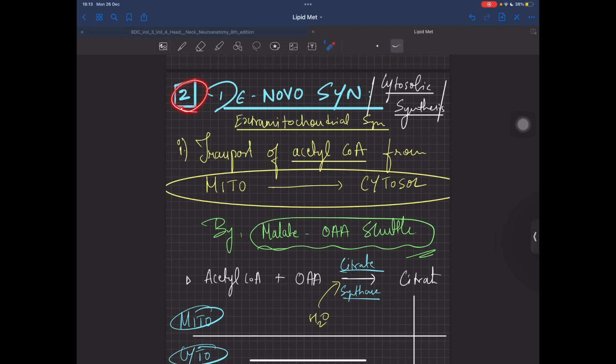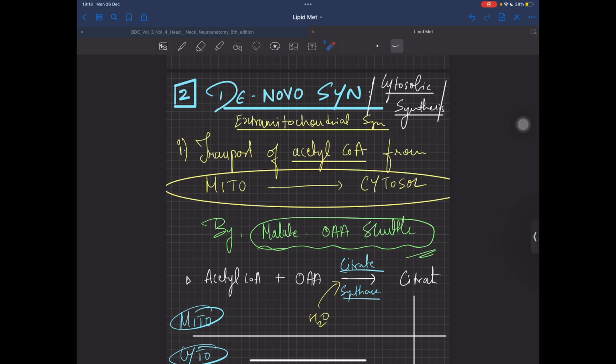Now, coming to the topic lipogenesis, de novo synthesis, that is cytosolic synthesis, also called extra mitochondrial synthesis. It is so called because the process takes place in the cytosol and not in the mitochondria. Now, lipogenesis, when does it occur? It occurs when there is a surplus of glucose, when glucose levels are high, so much that it is more than what is required, and it is converted into the storage form of fat, that is triglycerols.